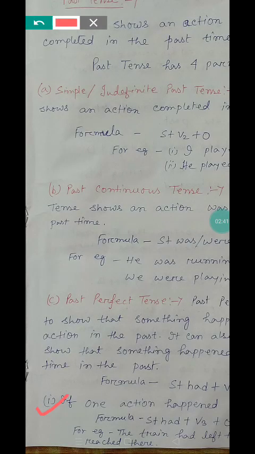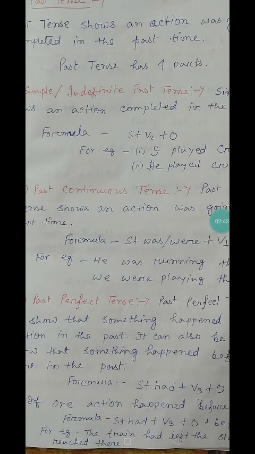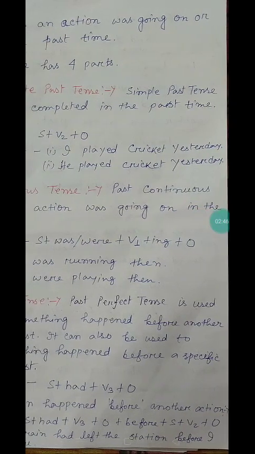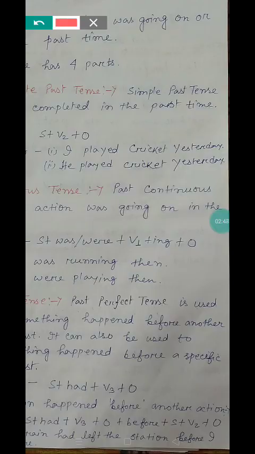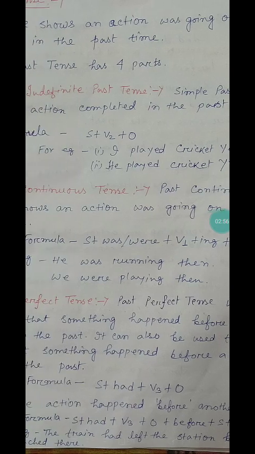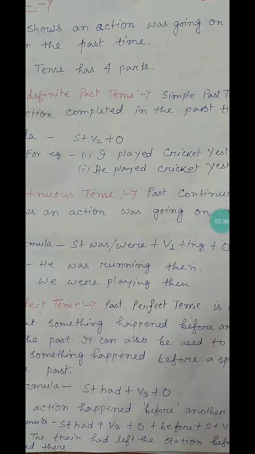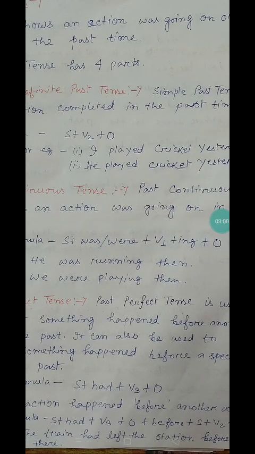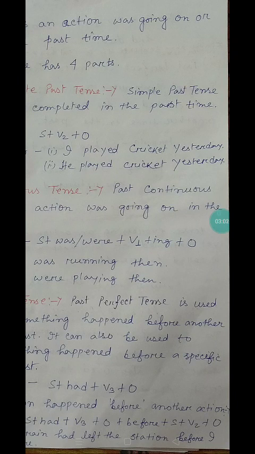So, if one action happened before another action, then only you can apply this formula. And always remember, if the word before is mentioned in the sentence, then only you can apply this formula. So formula is subject plus had plus V3 plus object plus before plus second subject plus verb 2 plus object. So it is the formula.